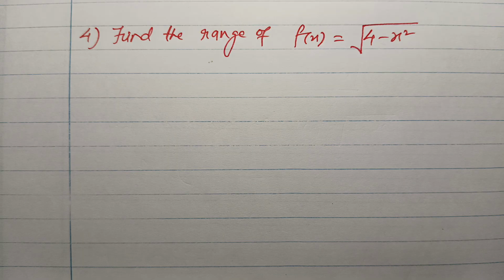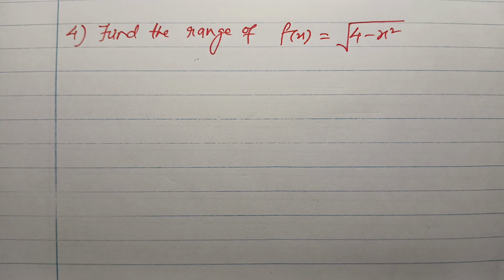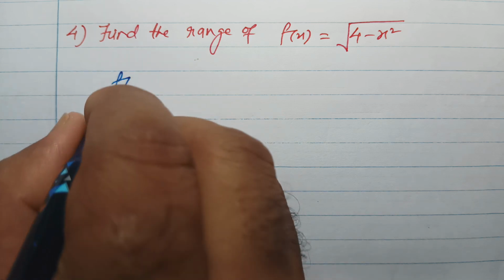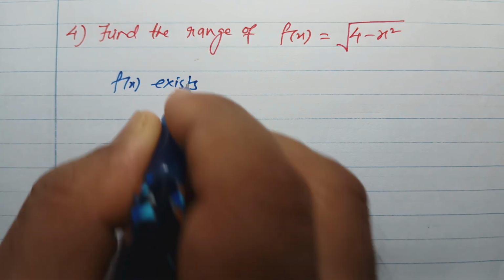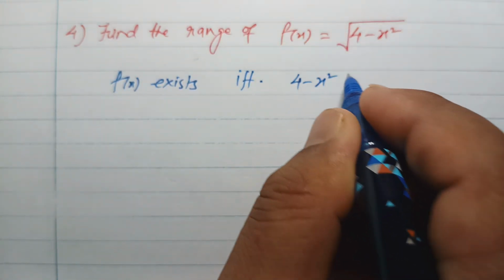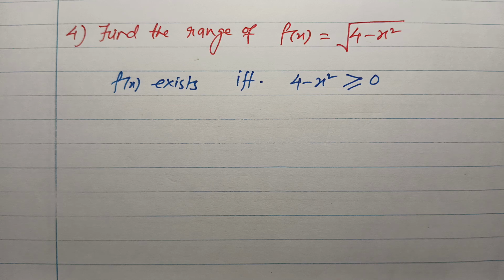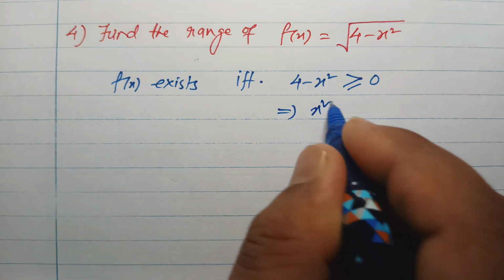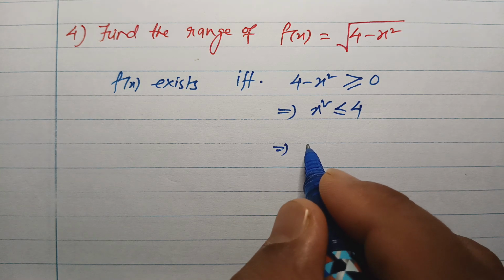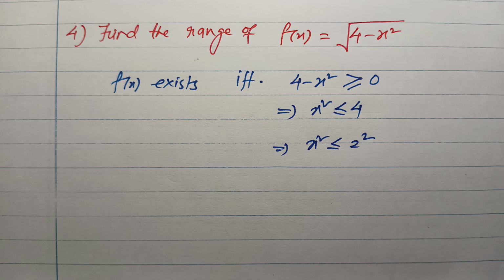Now we are switching over to a quadratic expression. In this case, we have to find out the range. And as we already know, to find out the range, we have to find out the domain. So for the domain, we will write down f(x) exists. f(x) exists if and only if 4 minus x square is greater than or equal to 0. So this implies x square is less than or equal to 4. So this implies x square is less than or equal to 2 square.